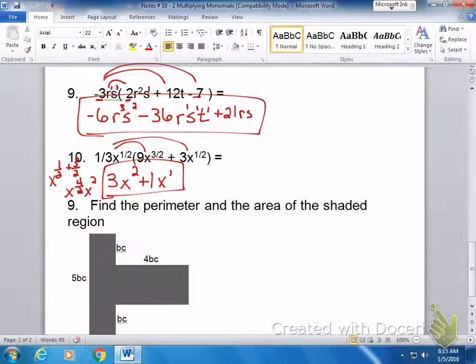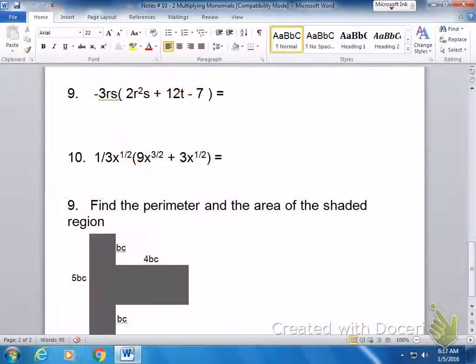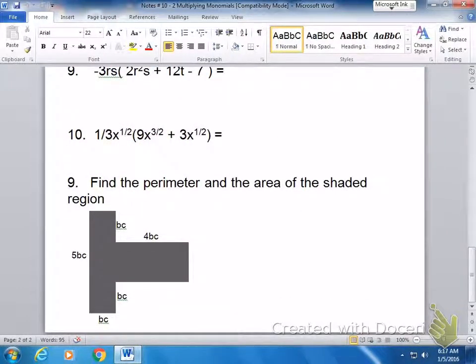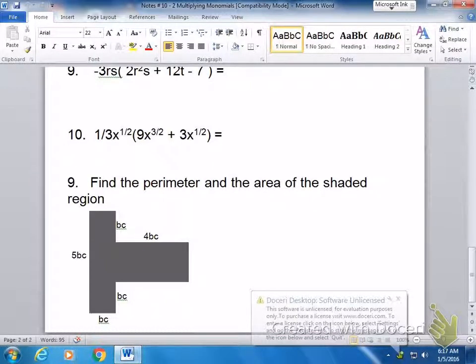Now, the last one is a little bit different, guys. It has some setup involved before you can work it, but then it turns out basically to be the exact same problem we have. It says find the perimeter and the area of the shaded region. So first, I want to find the perimeter, P. But to know the perimeter, I have to know all the sides to be able to add them together. But right now, it looks like I don't know this side right here, this side, or this side, but they give me enough information to find it.